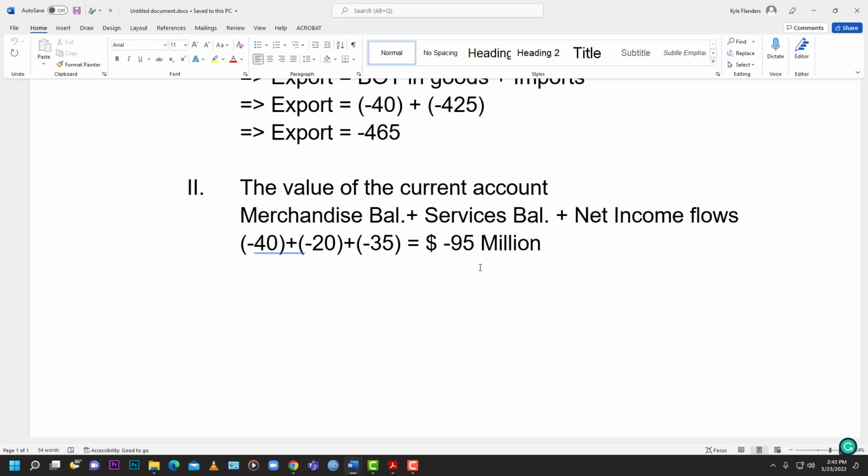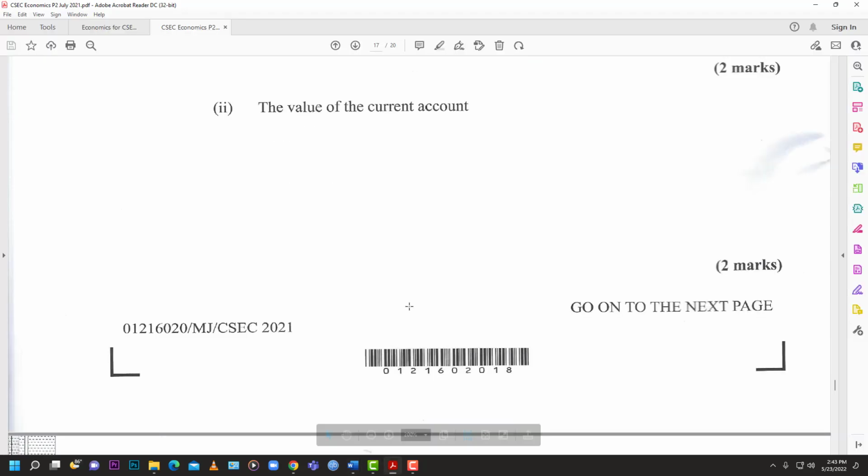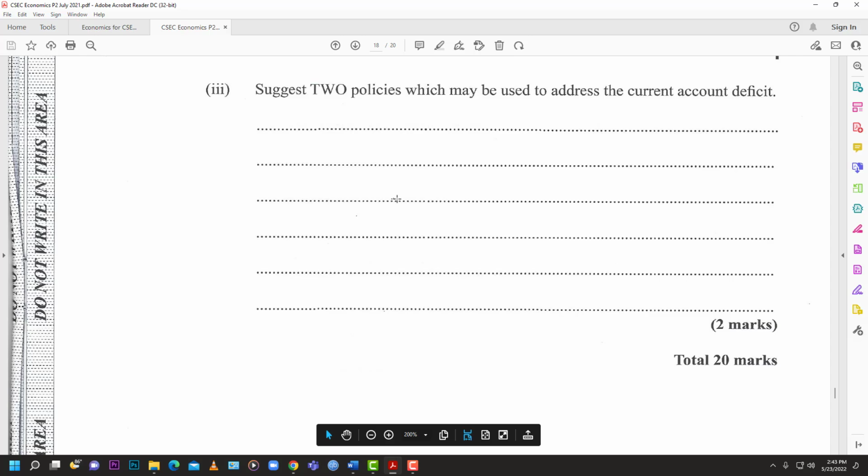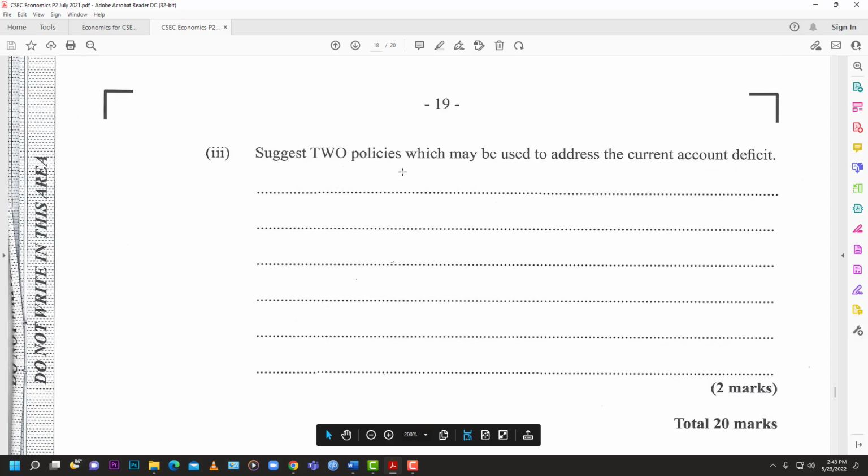Alright, so the math stays right on the screen so you can work the maths. You can figure out, all this stuff is right there. You just plug in accordingly. Good. So we're moving on now. Part 3. Suggest 2 policies which may be used to address the current account deficit. How can we address the current account deficit?